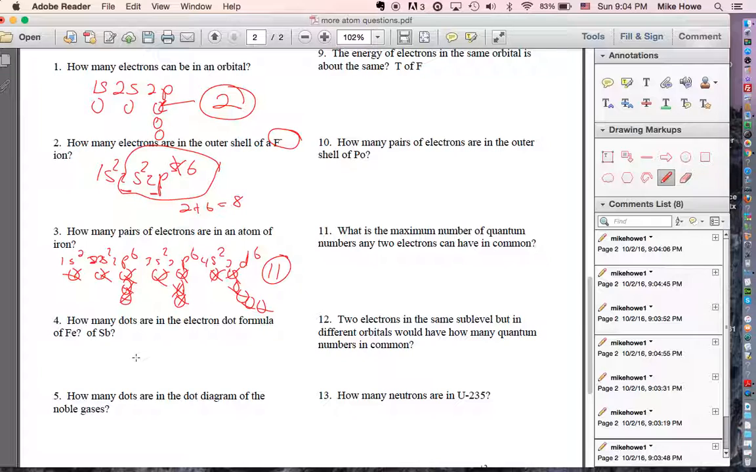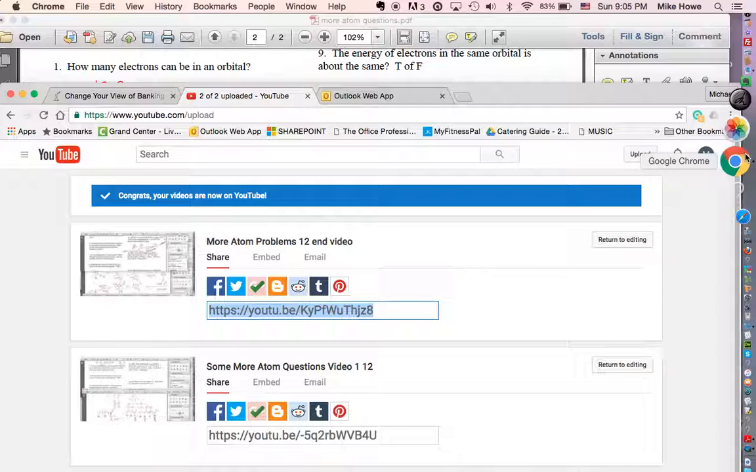How many dots in the electron formula of iron? If you look at iron, it's right here. The outer shell is a 4s2, so there's just 2 electrons. If you look at antimony, though, antimony has 5 valence electrons. Let me show you really quickly how we know.